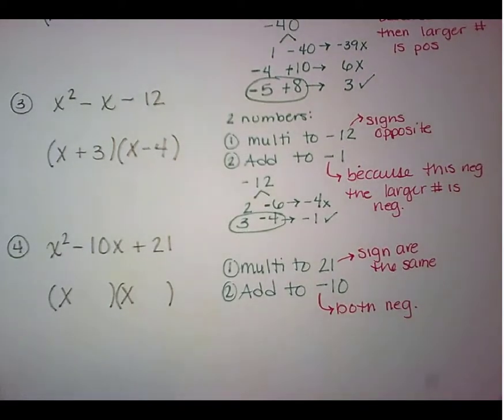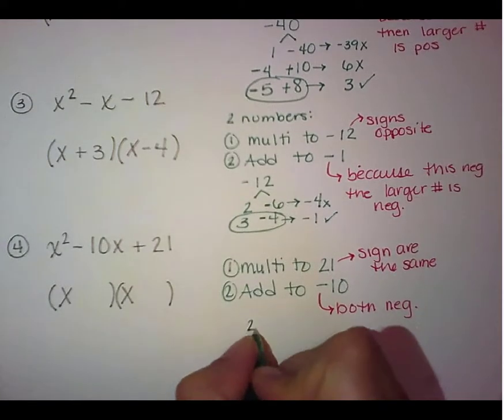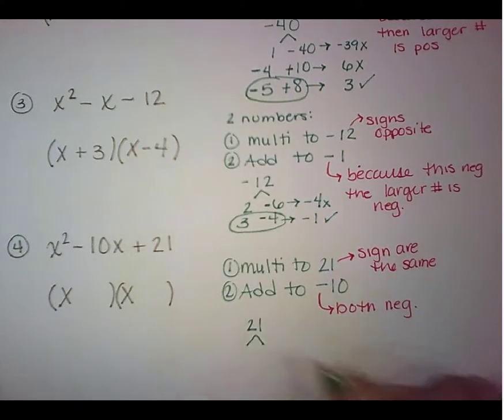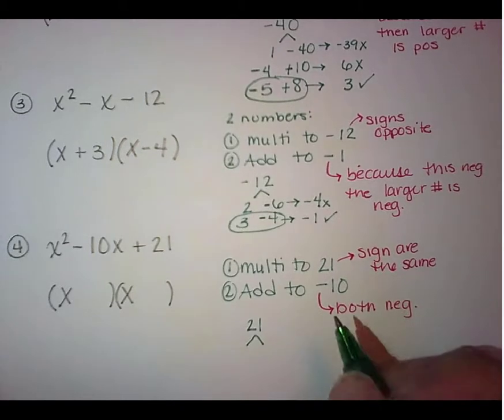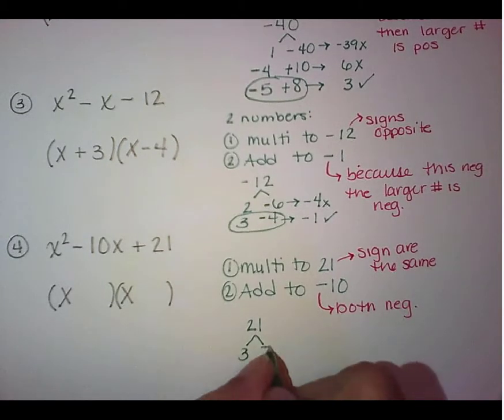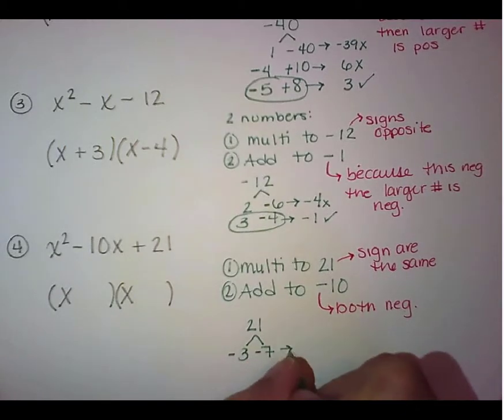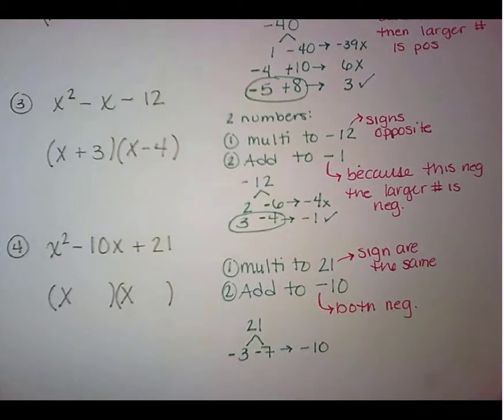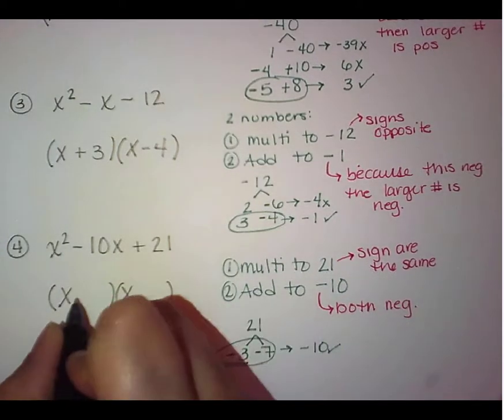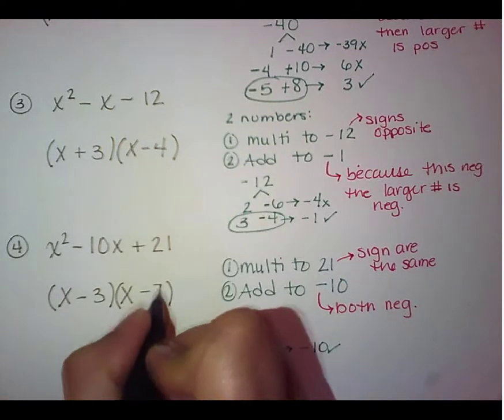Now, other than that, everything else is going to stay the same. I'm going to come over here with 21, and I can actually cheat a little bit because I already know the factors that add to 10. That's going to be 3 and 7, but this time they're both going to be negative. That is going to add to give me negative 10. That is what I want my parentheses to be, so that's my pair. And again, it doesn't matter which one I put in which parenthesis.